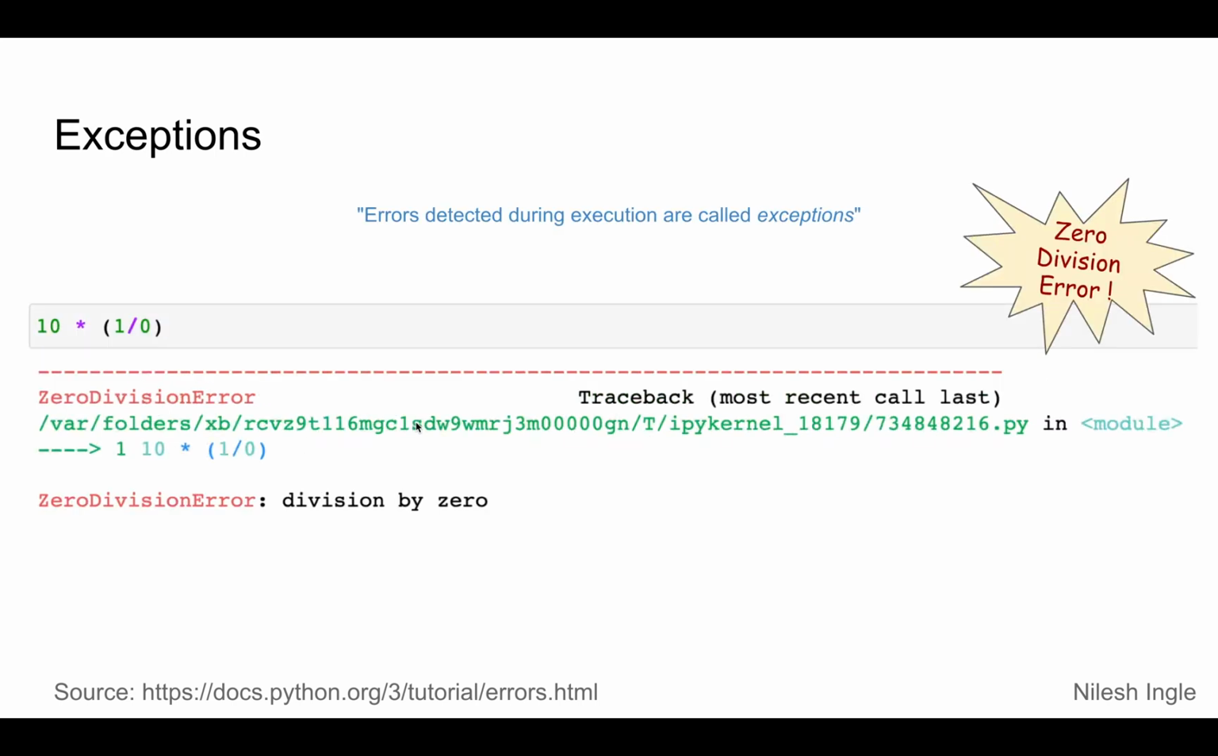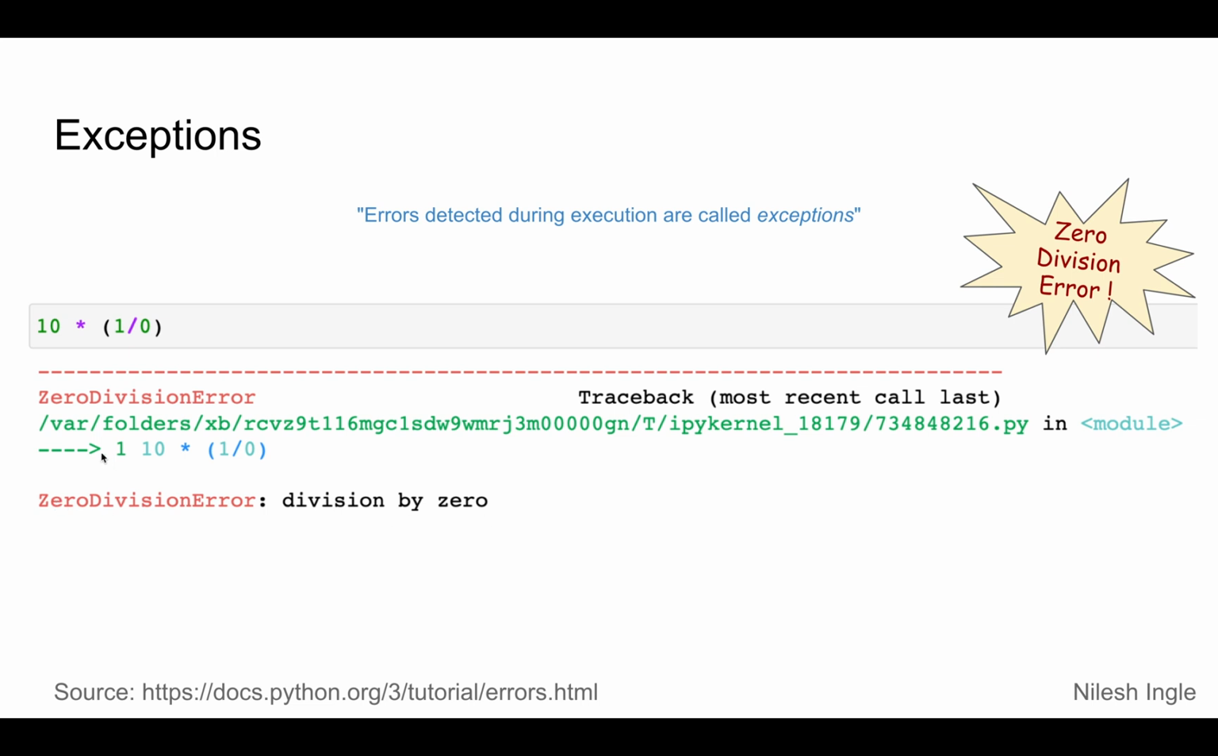Now, here is another example. Earlier we looked at a syntax error. This is now an exception, a simple error, which is a zero division error. What we have is 10 multiplied by 1 divided by 0, and this division by 0 throws an exception, or creates an error, which is a zero division error. And this zero division error is shown right here.